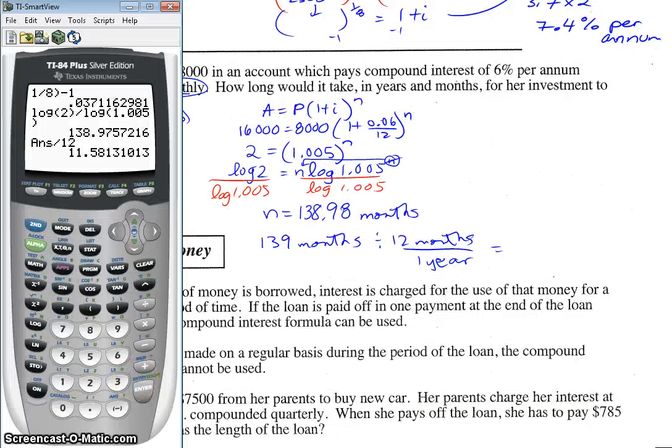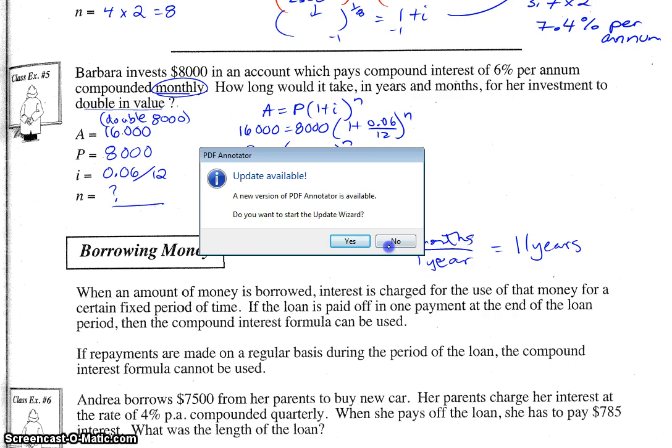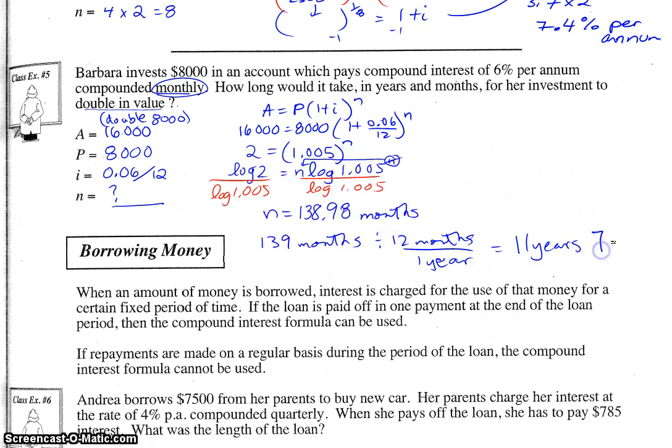So we would get 11 years for sure, and then we've got 0.58, so I'm just going to take away the 11 part, and then multiply by 12 again to figure out how many months that would be, and that would be approximately 7 months. So 11 years and 7 months. Sorry about that. 7 months. And there we go. Okay.